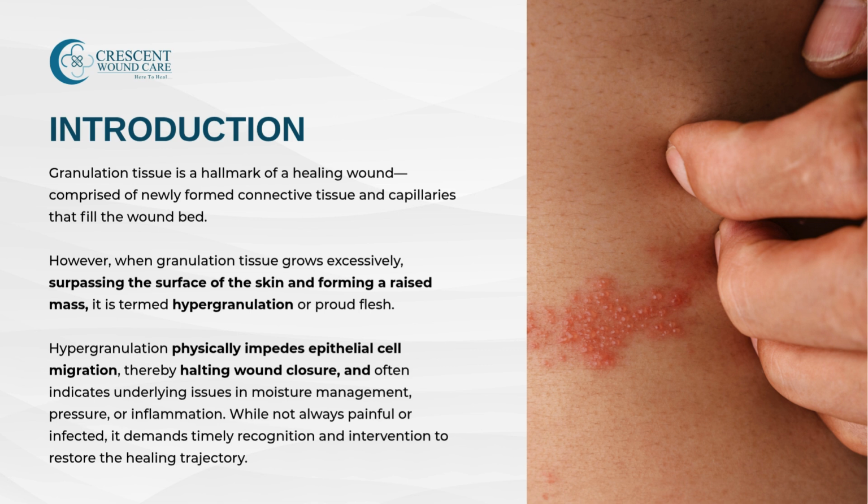To understand hypergranulation, let's revisit granulation tissue, which is the red, moist, bumpy tissue that fills a wound during the healing process. It's rich in new blood vessels, fibroblasts, and collagen, essential components for tissue repair. Now, when this granulation tissue grows excessively and rises above the level of the wound bed, it forms a bulbous, raised mass. This is hypergranulation.